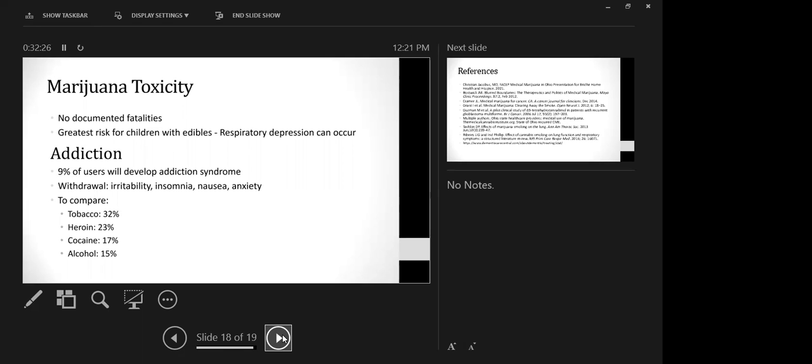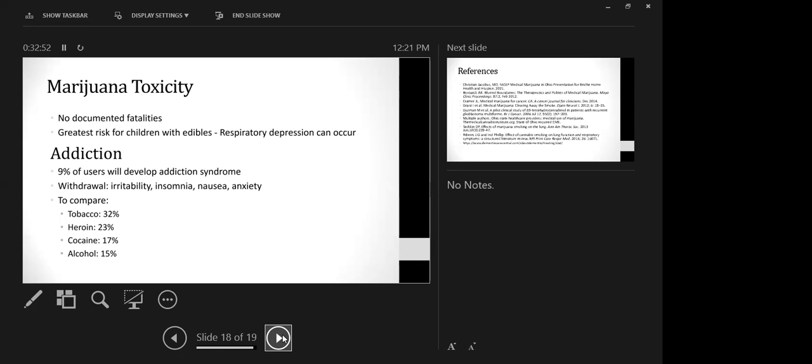Marijuana toxicity: there are no documented fatalities. The greatest risk is for children with edibles. You've probably seen that in the news some. Those look like regular candy to kids. They're not really marketed any differently. They look like a little bear. So that can cause respiratory depression in a child who might get a hold of those things.